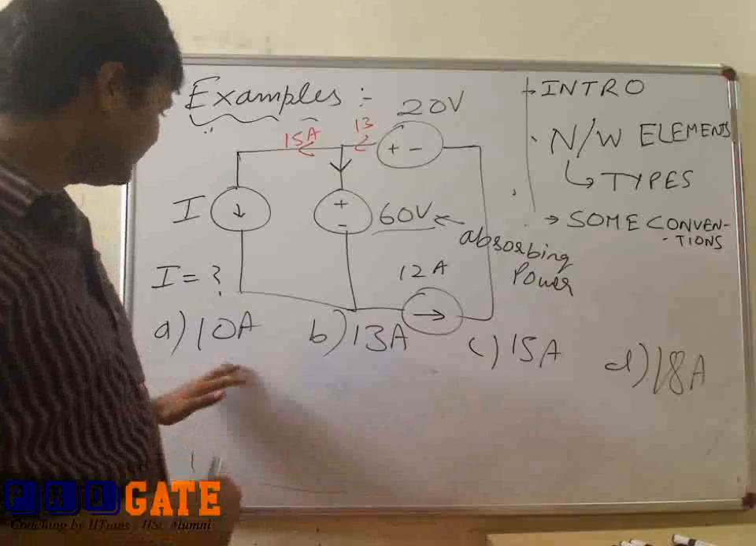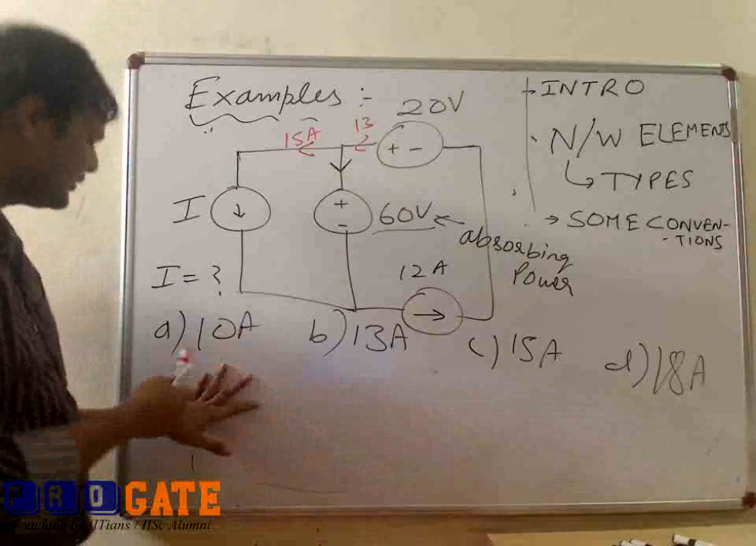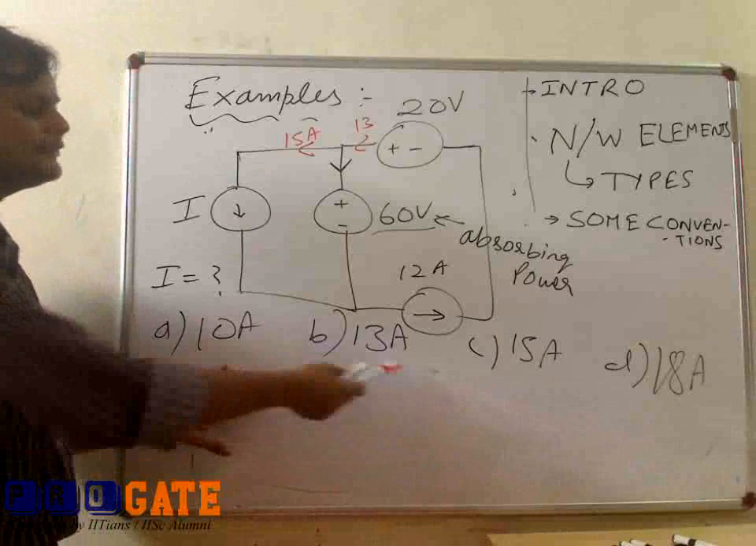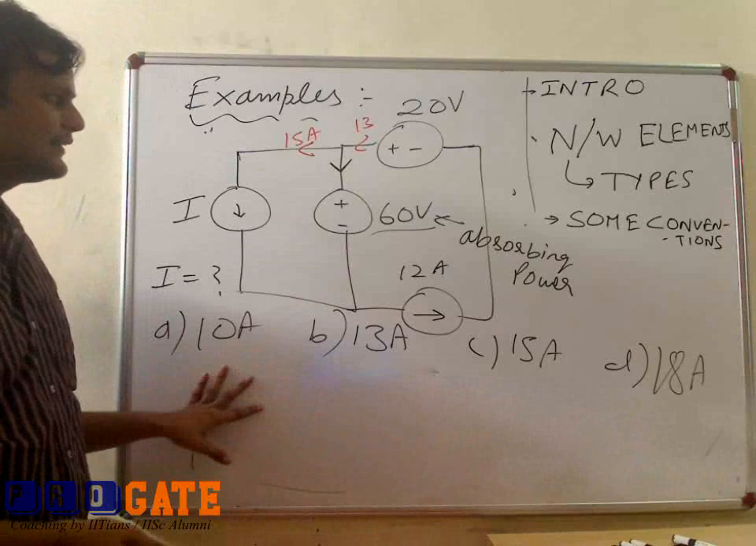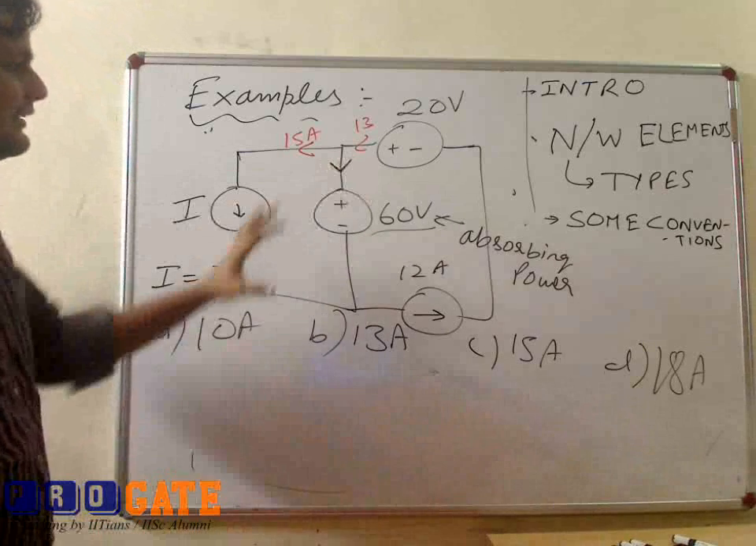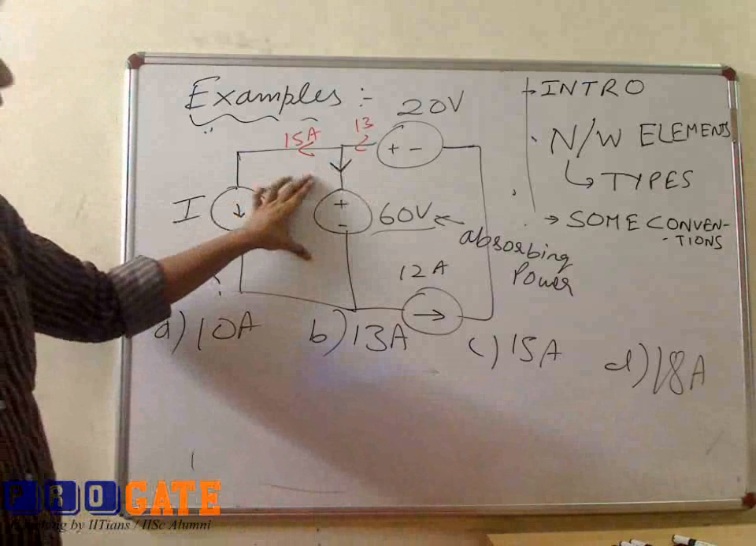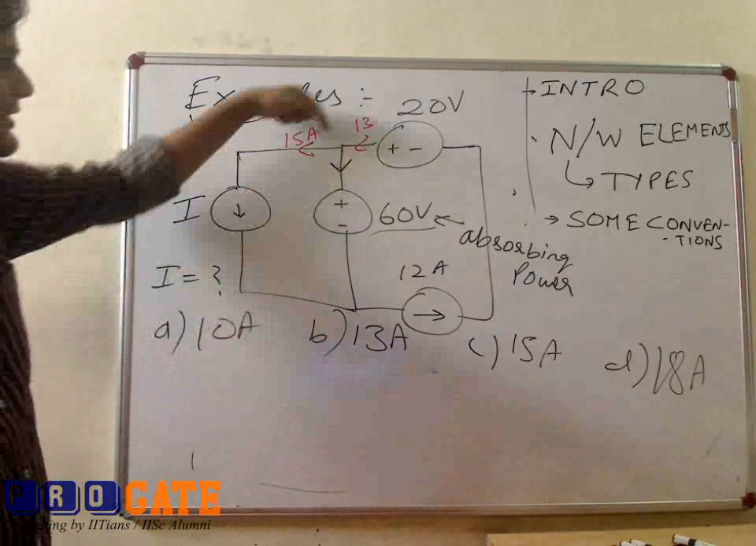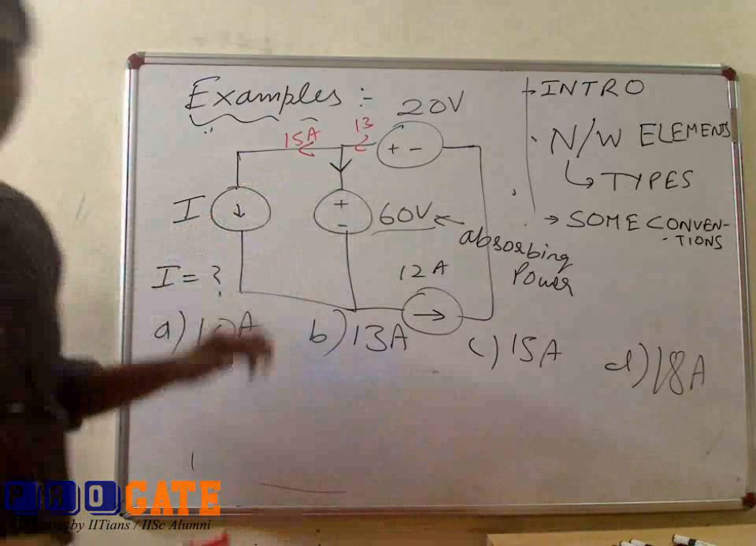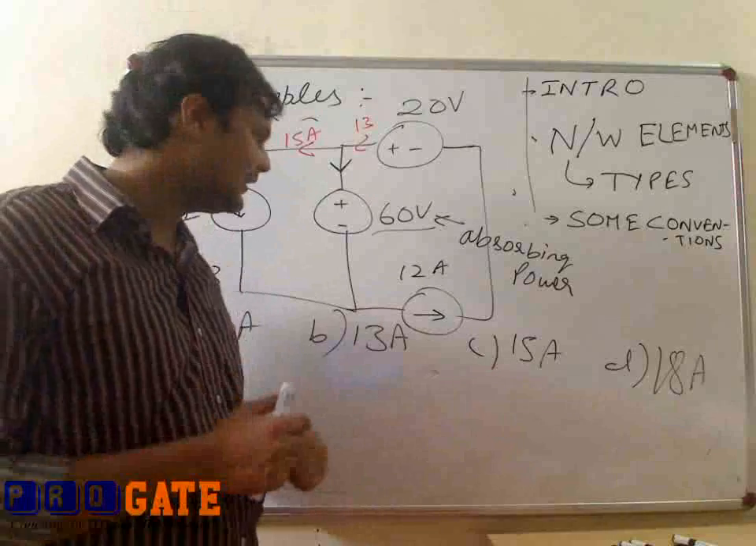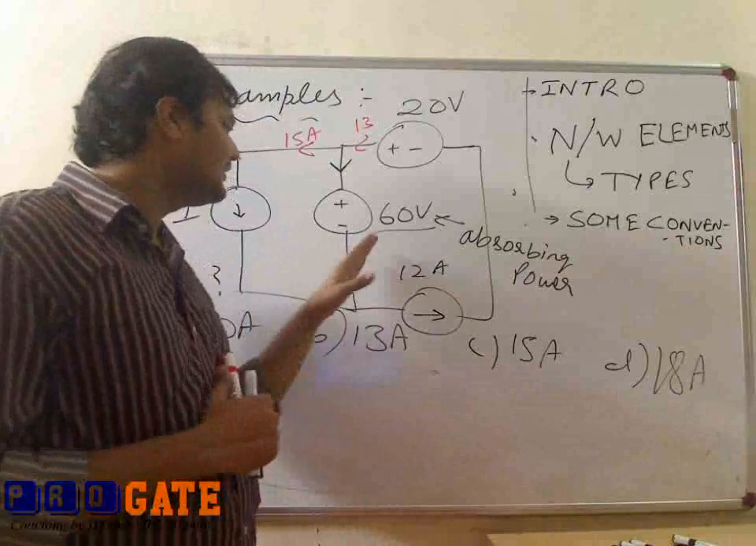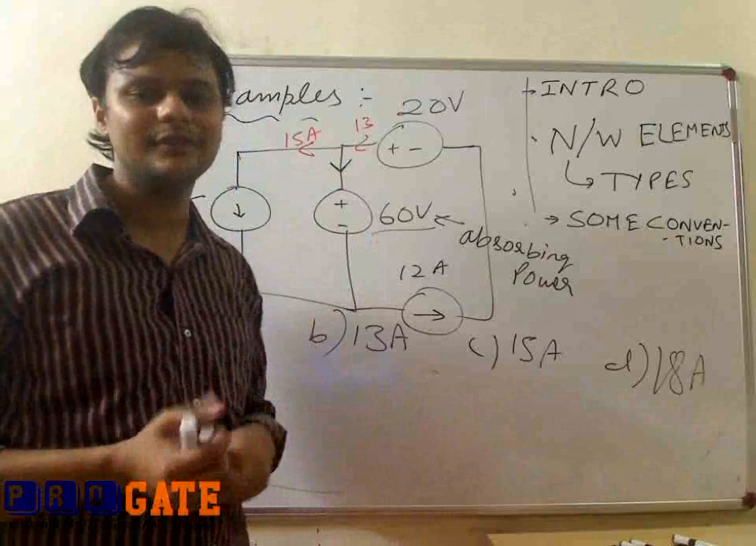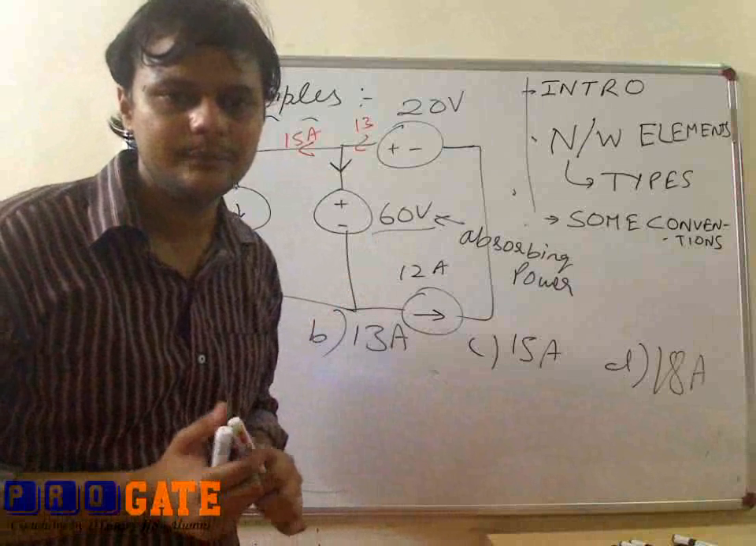So I have only one option, which is less than 13. But what about the 13 amps itself? It will be neither absorbing nor delivering power. If I is 13, then this current will be 0. So at that point, one can say that it is neither absorbing the power nor delivering the power.